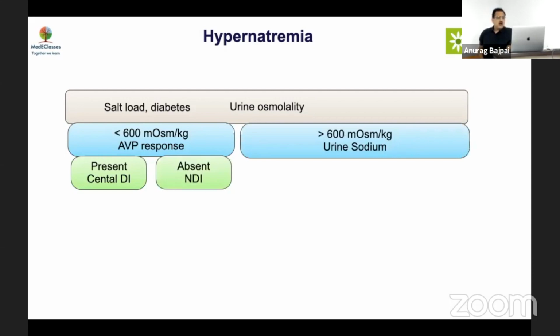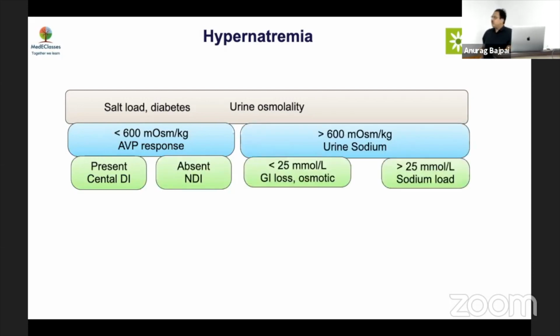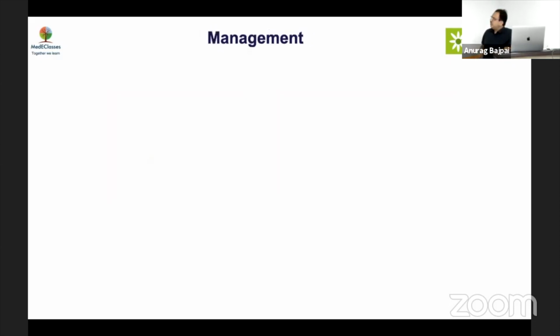If you have a urinary osmolality which is high, look at sodium. If it is high, it is sodium load. Otherwise, it's a GI loss or osmotic phenomena. So just simple osmolality will give you a trick in that setting.